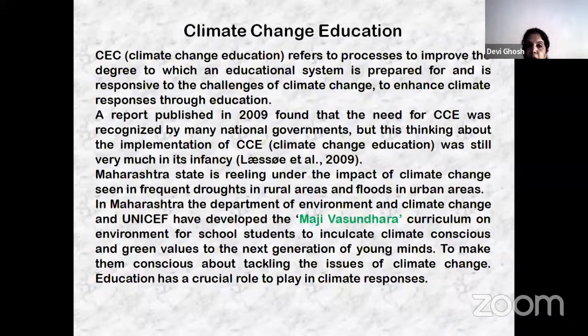In Maharashtra, the Department of Environment and Climate Change, along with UNICEF, which works for children, is doing pioneering work and has developed the Majhi Vasundhara curriculum, which is related to the environment for school students. It is starting from first to the eighth standard to inculcate climate consciousness and green values in the next generation of young minds, so that they are conscious about tackling the issues of climate change. And here, education has a crucial role to play in these climate responses.